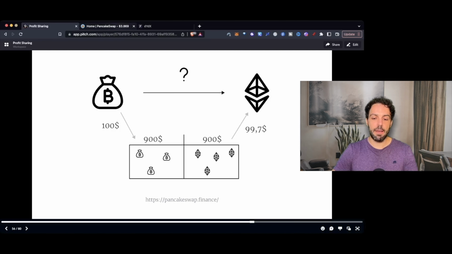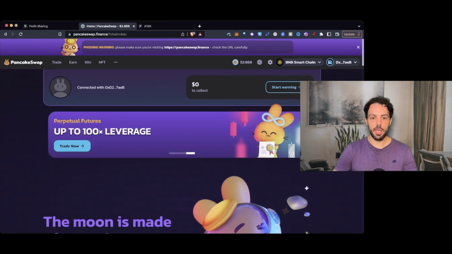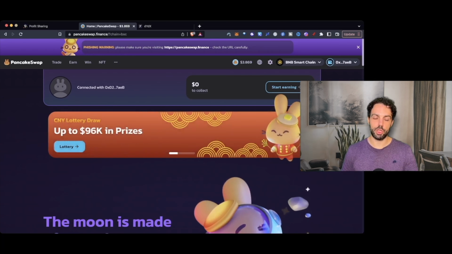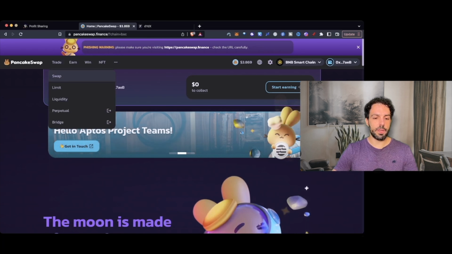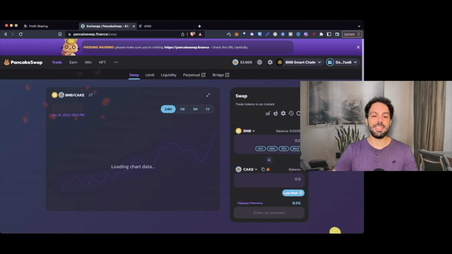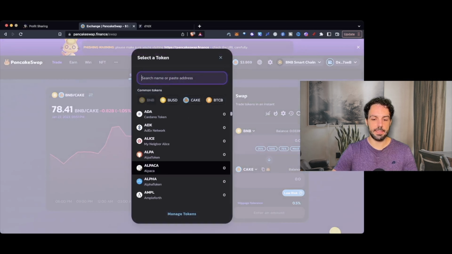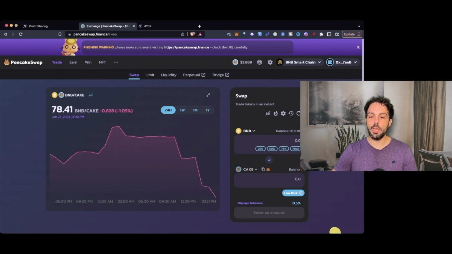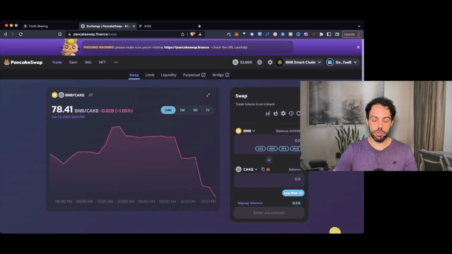Just to give you a brief example, PancakeSwap is one of the most famous decentralized exchanges based on Binance Smart Chain. It is just the equivalent of what Uniswap has done on the Ethereum blockchain. We can explore the platform. Just click here on trade. We can go on swap. Swap is the feature that will allow you to go from one token to another. You can simply go here and select the token that you want to sell, and here the one that you want to buy. You can choose the amount and simply confirm.